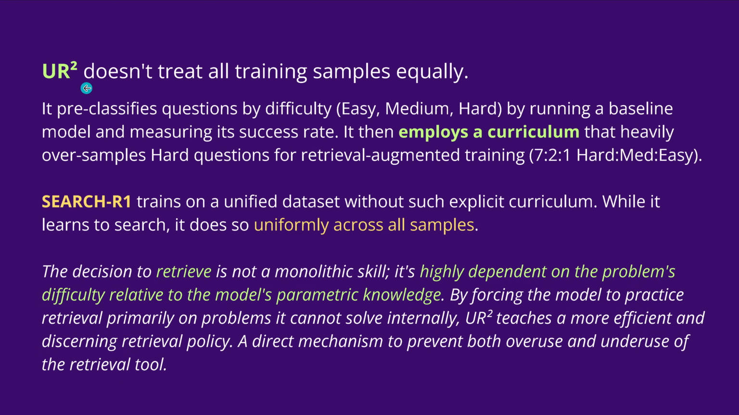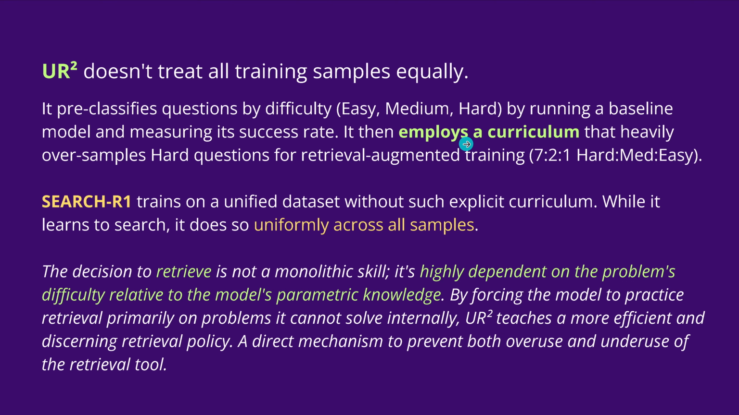If you read the paper, you immediately notice UR2 doesn't treat all the training samples equally, because it pre-classifies the training data by its complexity, by its difficulty: simple, easy, medium, hard, and it employs curriculum learning. So you start here with the easy one, then you go to the medium one, and then you have really a lot of training data for the hard level. You remember Search R1 trains on a unified dataset without this curriculum learning.